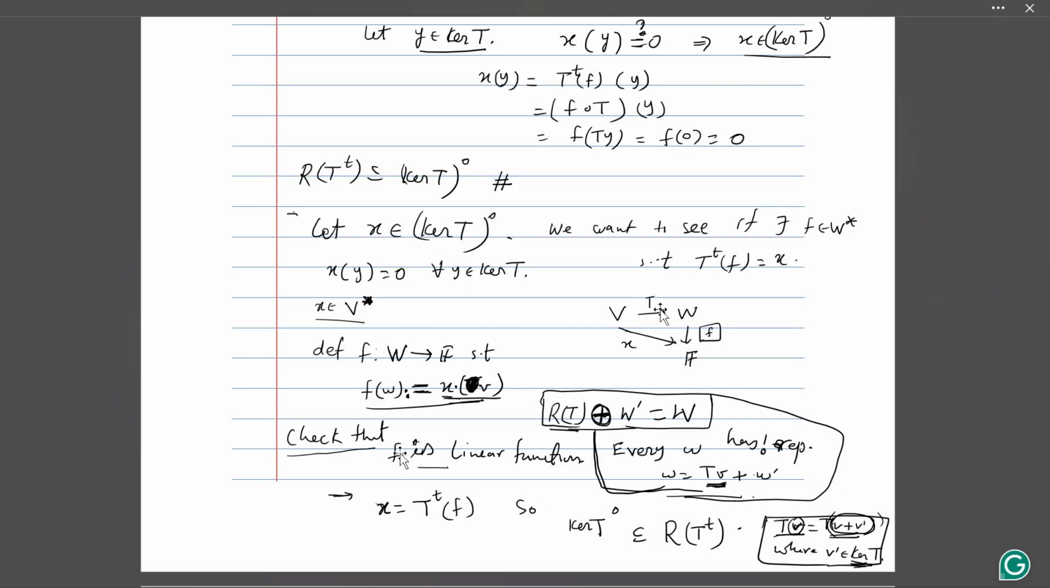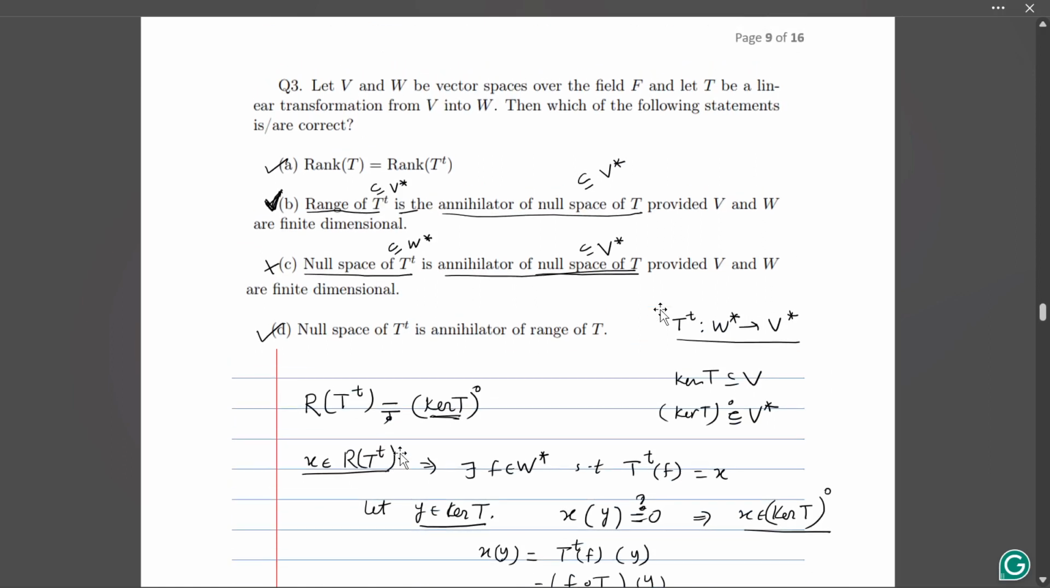Actually, this was discussed in the classroom. This B part, and B is nothing but the dual of this, dual of B.